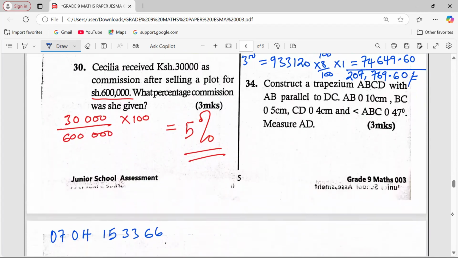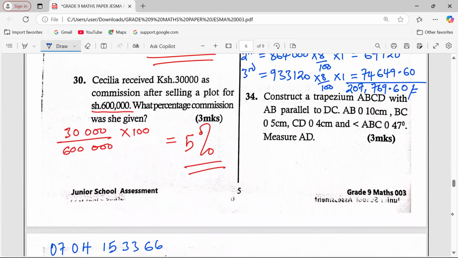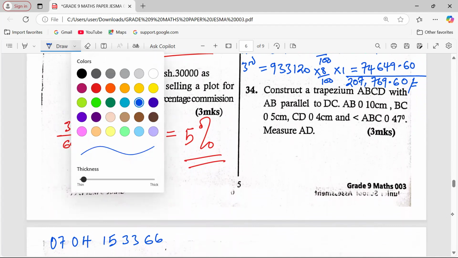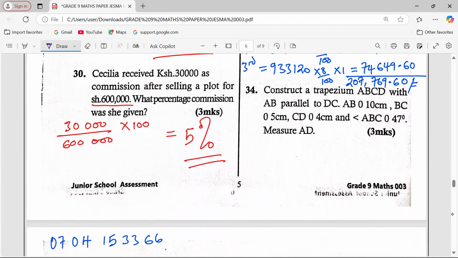Number 34. No, in number 34, because of space here and lack of some instruments, we can use a sketch. So let me just illustrate what is expected of learners in this question. Construct a trapezium ABCD with AB parallel to DC. Then the length AB equals 10 centimeters, BC equals 5 centimeters, CD equals 4 centimeters, and the angle at B, because it's ABC, equals 47 degrees. Then measure the length of AD.